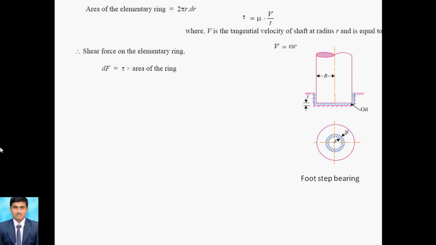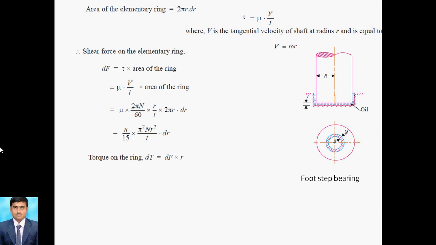The shear force, as already discussed, is equal to tau into the area of the ring. So we put tau as mu v upon t into the area of the ring, 2 pi r dr. Now we put the value for v, the tangential velocity, which is 2 pi N by 60 times r, and the area of the ring is 2 pi r dr. This is the term for the shear force. After simplification we get mu by 15 into pi square N r square by t into dr.